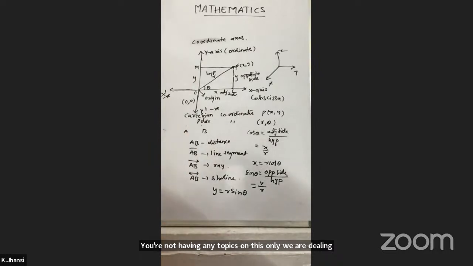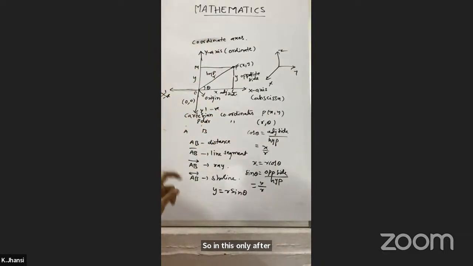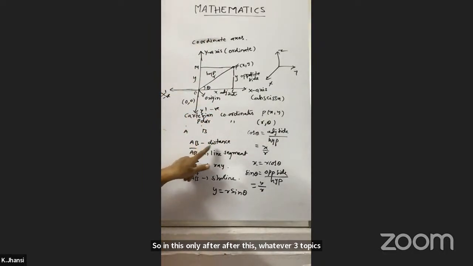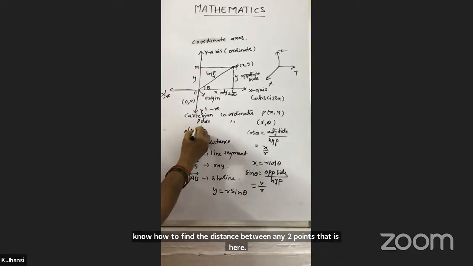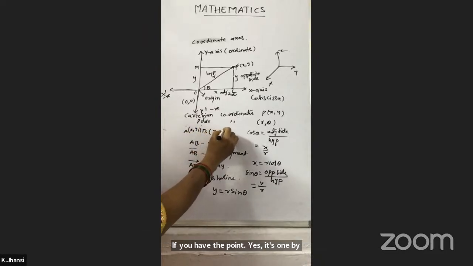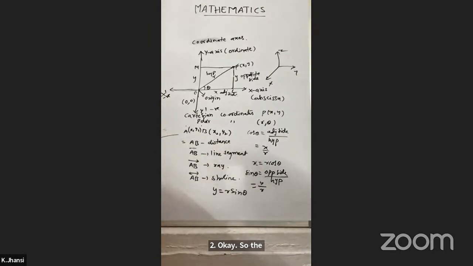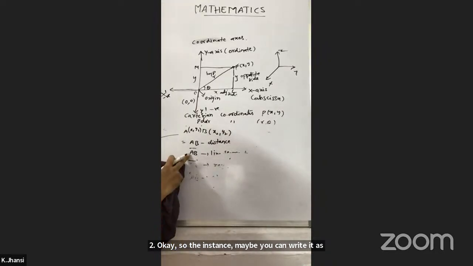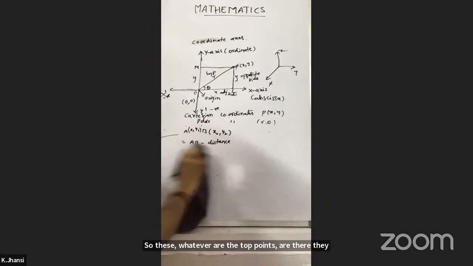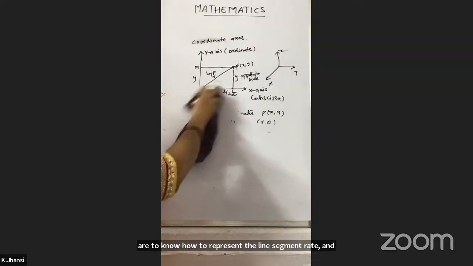In this only, after this, there are three topics: coordinate axes, Cartesian and polar, and you should know how to find the distance between any 2 points. If you have point A as x1, y1, and point B as x2, y2, the distance AB has a formula under a root. The other topics are how to represent a line segment, a ray, and also a straight line.